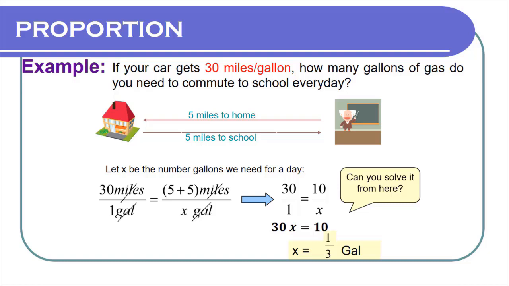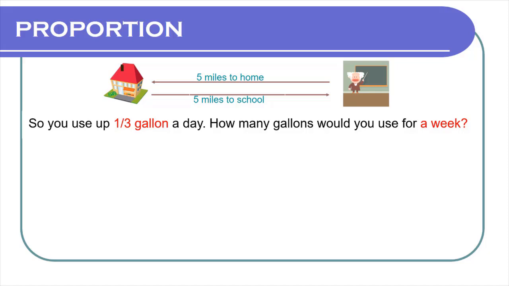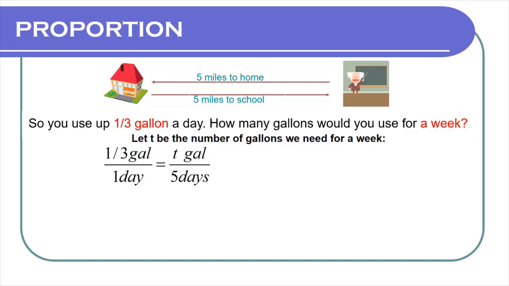The next example: if you use 1 over 3 gallon a day, then how many gallons would you use for a week? We can also use proportion to solve this problem. Let T be the number of gallons we need for a week, so we can compare 1 over 3 gallon over 1 day is equal to T gallons over 5 days. The units are the same, so we don't need to change.